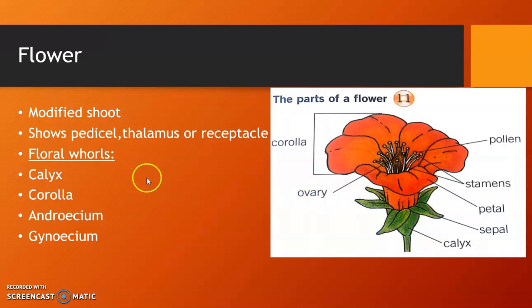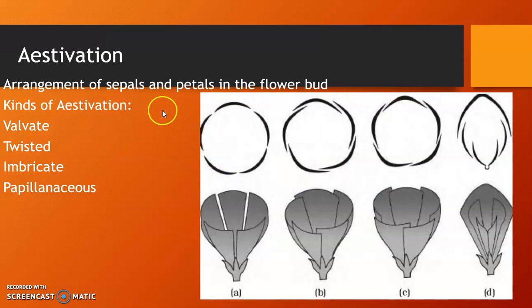So what are the floral whorls? Calyx, corolla, androecium and gynoecium are the floral whorls and they are arranged on a thalamus or receptacle. So this one is aestivation. The arrangement of the sepals and petals in the flower bud is said to be aestivation and there are four kinds of aestivation, namely valvate. In the first one, valvate, you can see the petals or sepals just touch each other. The first image indicates the valvate type of aestivation.